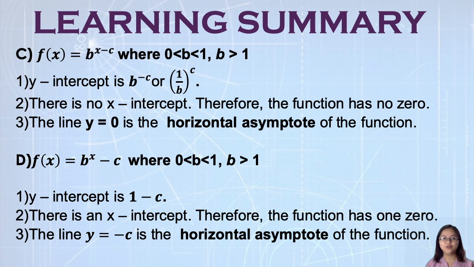Moreover, we have these two forms. We have f of x is equal to b to the x minus c, wherein the y-intercept is just b to the negative c. There is no x-intercept and the horizontal asymptote is y is equal to 0. And for the y-intercept of another form, it is 1 minus c, the one with the vertical shift. And there is an x-intercept, only 1. And the line y equals negative c is the horizontal asymptote.